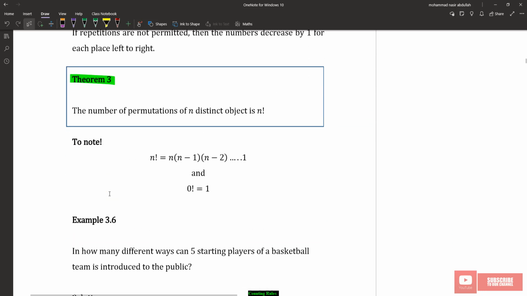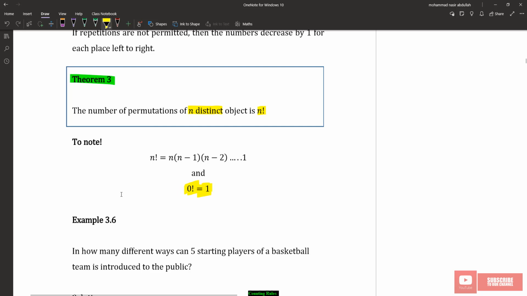Let's look at theorem number 3. Theorem number 3 says that the number of permutations, the number of arrangements of n distinct objects, is n factorial. Distinct objects means that there are no repeated numbers or repeated letters. So to find the number of permutations, the number of ways to arrange the letters, is n factorial. Factorial means n multiplied by n minus 1 multiplied by n minus 2 until 1. And we need to understand that 0 factorial is equal to 1.